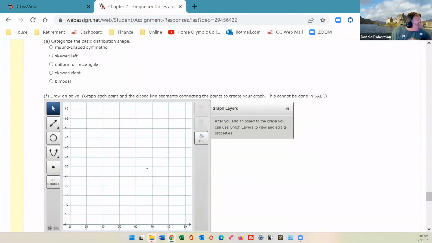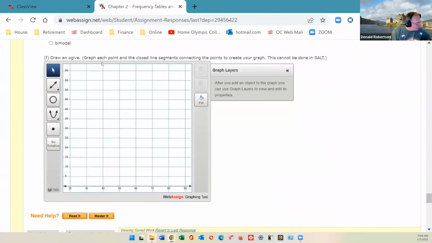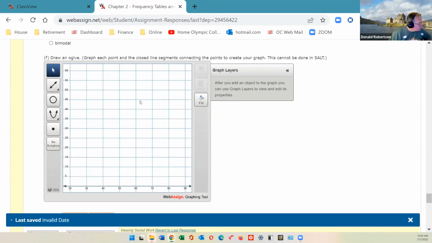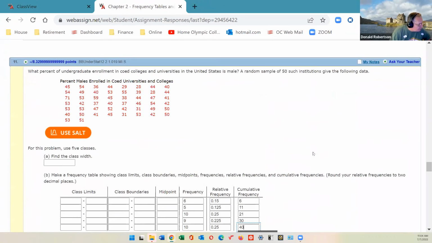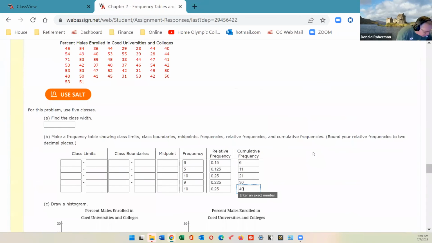And down here, we are going to do what's called an OJI curve. It's basically a line graph that you use for our data. So I'll have to write these numbers down so I can use them. So in my case, it's 6, 11, 21, 30, and 40.